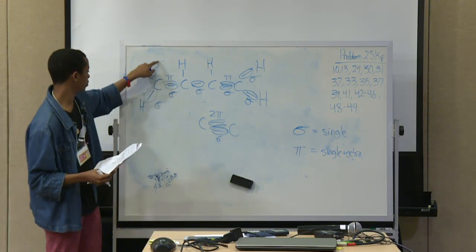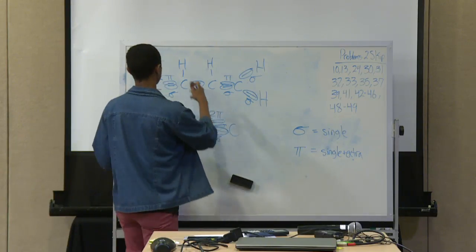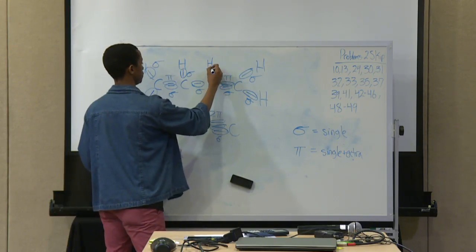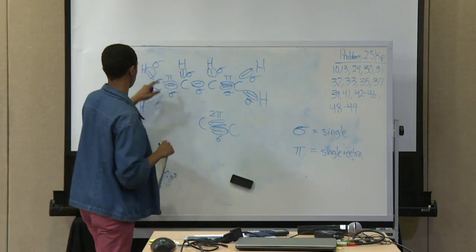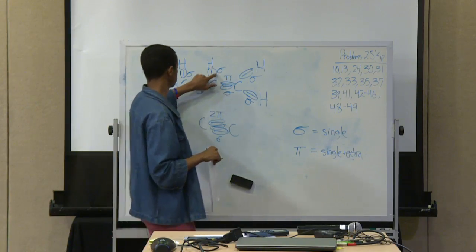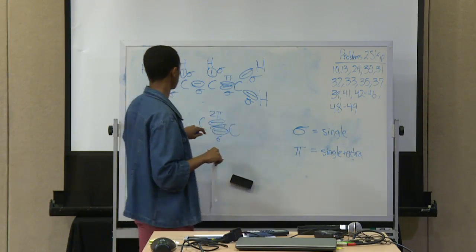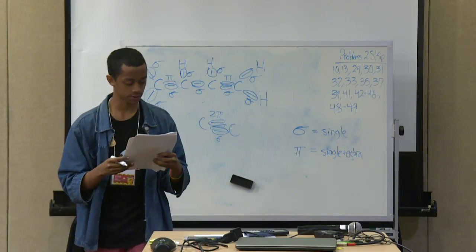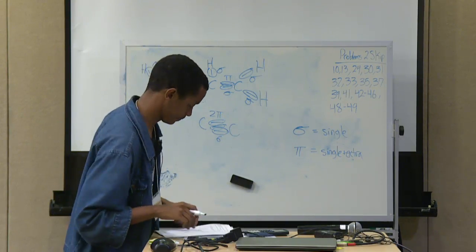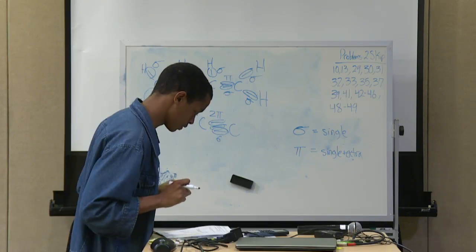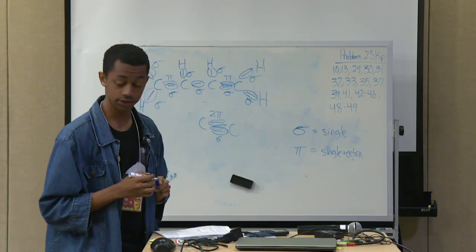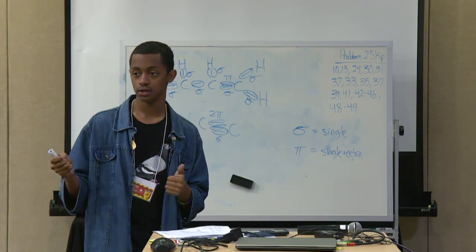So now I think it's total 1, 2, 3, 4, 5. Oh, we forgot these. Sigma. 2, 3, 4, 5, 6, 7, 8, 9 sigma and 2 pi. Is that an option? Yeah, C. Cool? Does everyone understand sigma and pi bonds? Yes? All right, good.